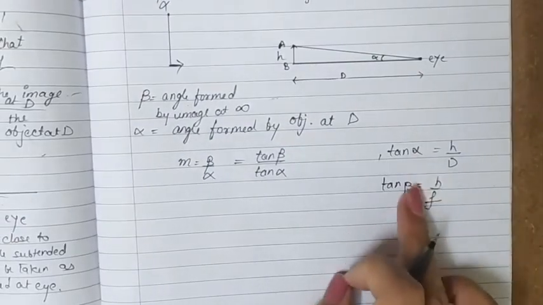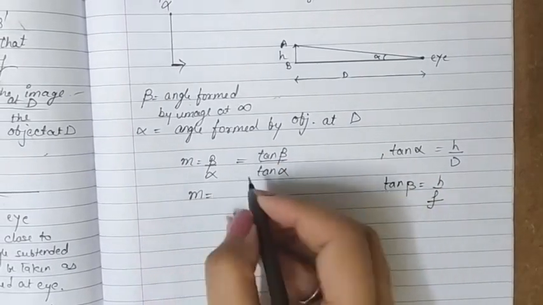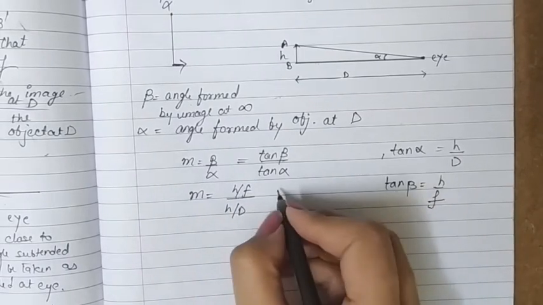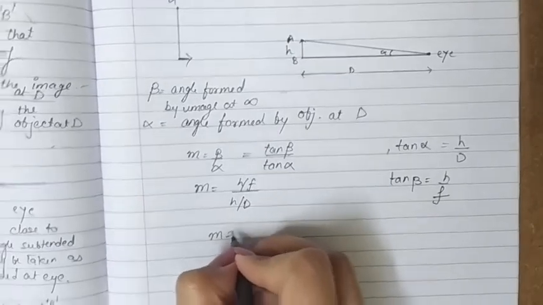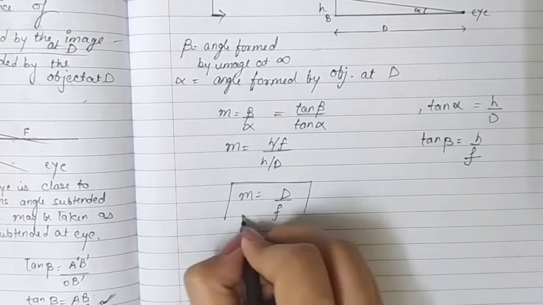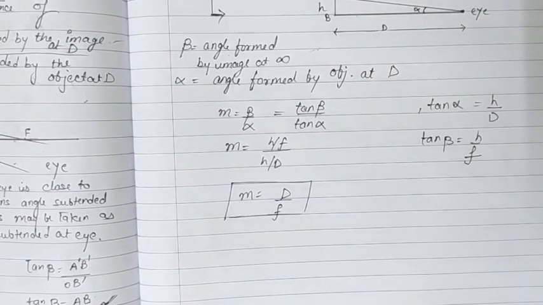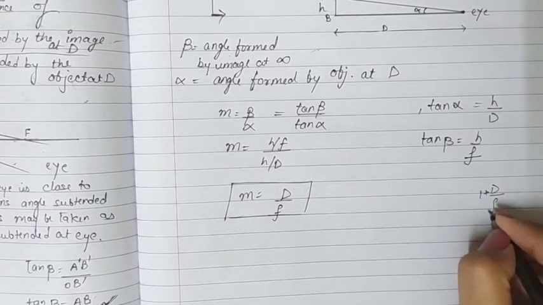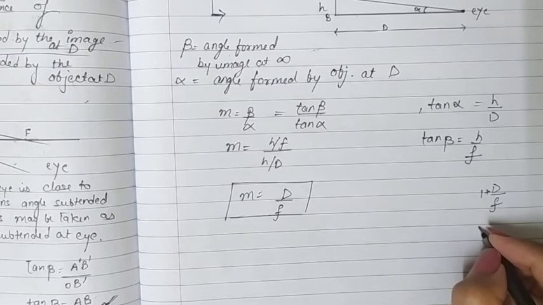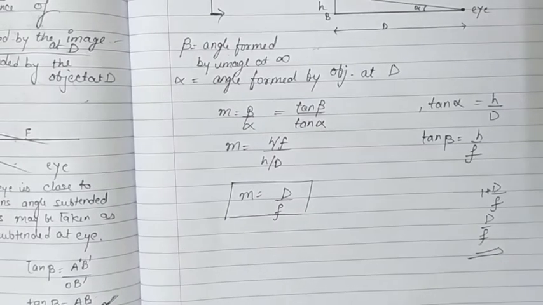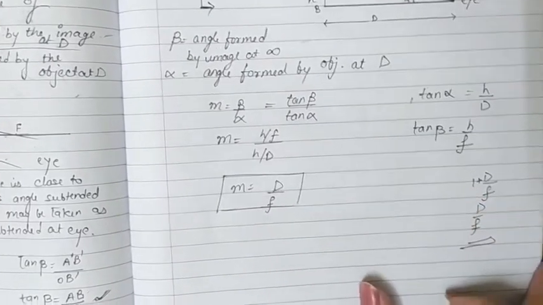Now we can substitute these values in the formula of magnifying power. So m is equal to (H upon F) upon (H upon D). By solving it we get magnifying power equal to the ratio of the least distance of distinct vision to the focal length of the lens. So m is equal to D upon F. This magnification is actually 1 less than the magnification we got initially, where we got 1 plus D upon F. Here we are getting only D upon F, right? So this is the difference.